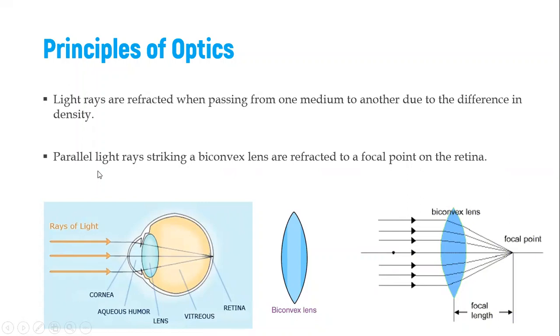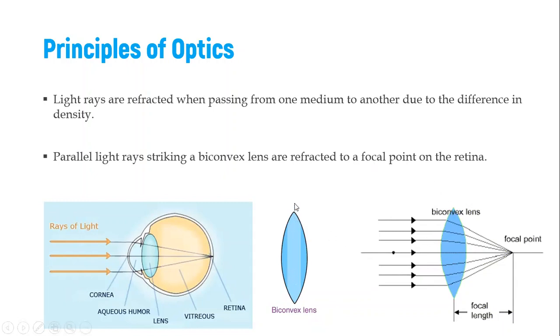We should know how light rays travel. Normally they are refracted when passing from one medium to another due to differences in density, and that ends up refracting or bending the light. Typically, parallel light rays striking a biconvex lens are converged, so they are refracted to a focal point on the retina.